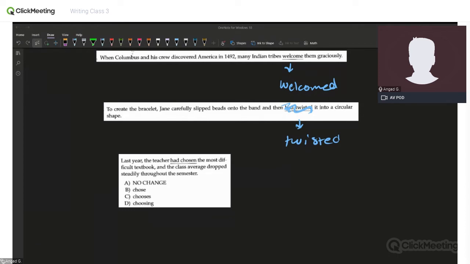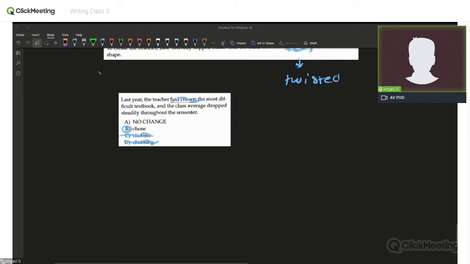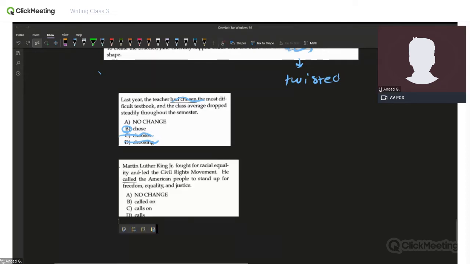B. Good job. Can't be had chosen. Last year, the teacher chooses. Can't, because this is in the past. Last year, the teacher choosing. That can't either. It has to be chose. Right? I'll give you guys one more. All right, tell me what you guys think the answer is.